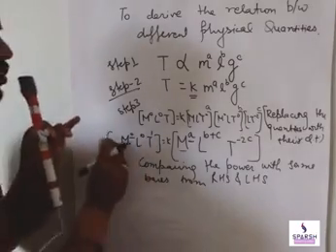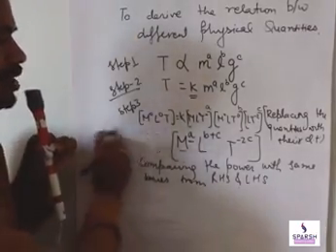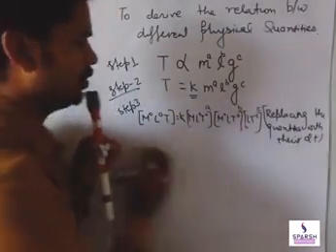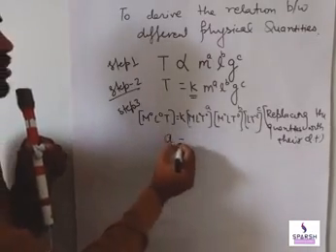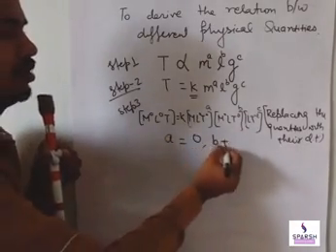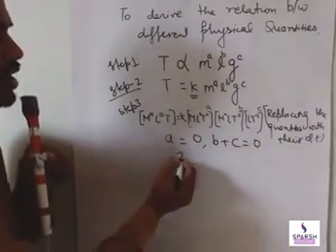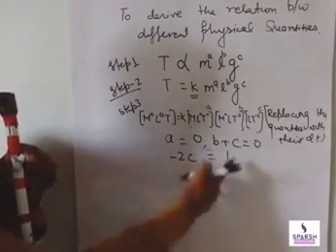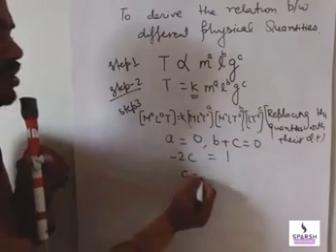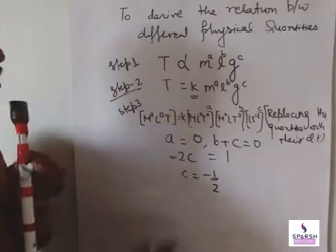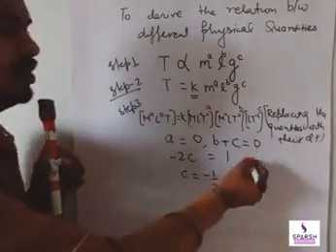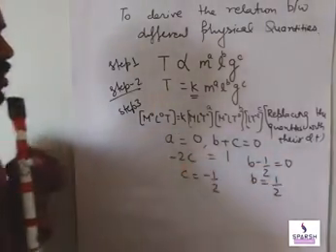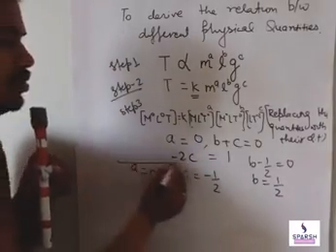So I am erasing this step. If you don't understand, please rewind the video to see. What do we get? a is equal to 0, b plus c is equal to 0 and minus 2c is equal to 1. Just see the previous step, you will get all the powers I am equating. So c is equal to minus 1 by 2. Put the value of c in b plus c: b minus 1 by 2 is equal to 0, that is b is equal to 1 by 2 and a is equal to 0.